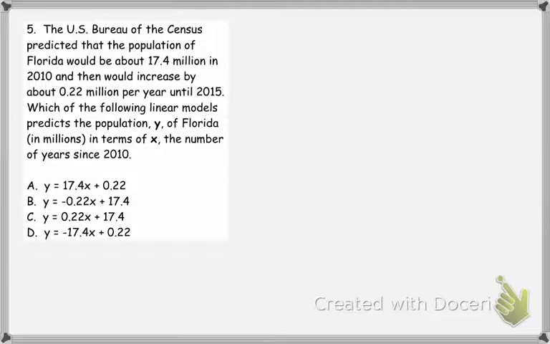Okay, so some numbers that we got: 17.4 million and 0.22 million per year, right? All the other stuff is just getting confusing, so let's just focus on those two. Which one of these is per something? Which one of these is changing constantly? Is it the 17.4 or the 0.22? Okay, you see right here, per year.